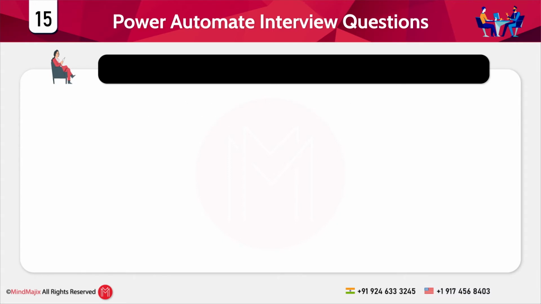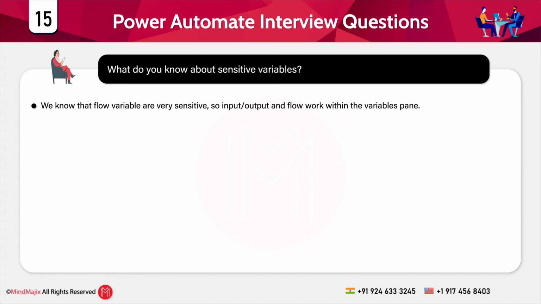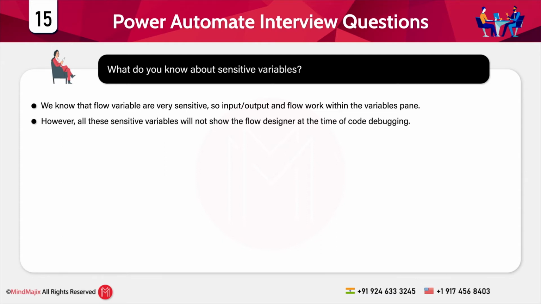The next question is, what do you know about sensitive variables? So we know that flow variables are very sensitive. Input, output, and flow variables work within the variables pane. However, all these sensitive variables will not show in the flow designer at the time of code debugging. So these variables will not work for desktop flows that Power Automate initiates in the web portal console.